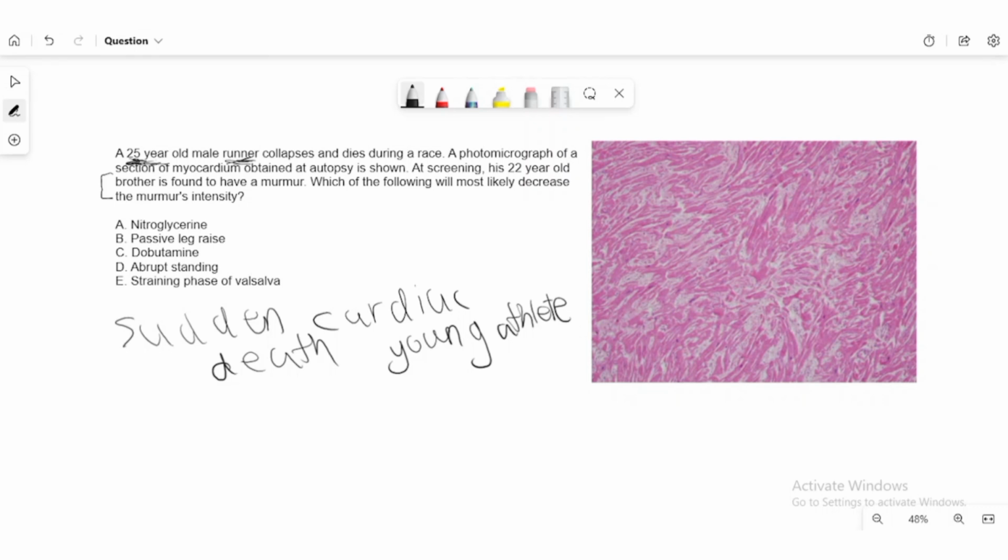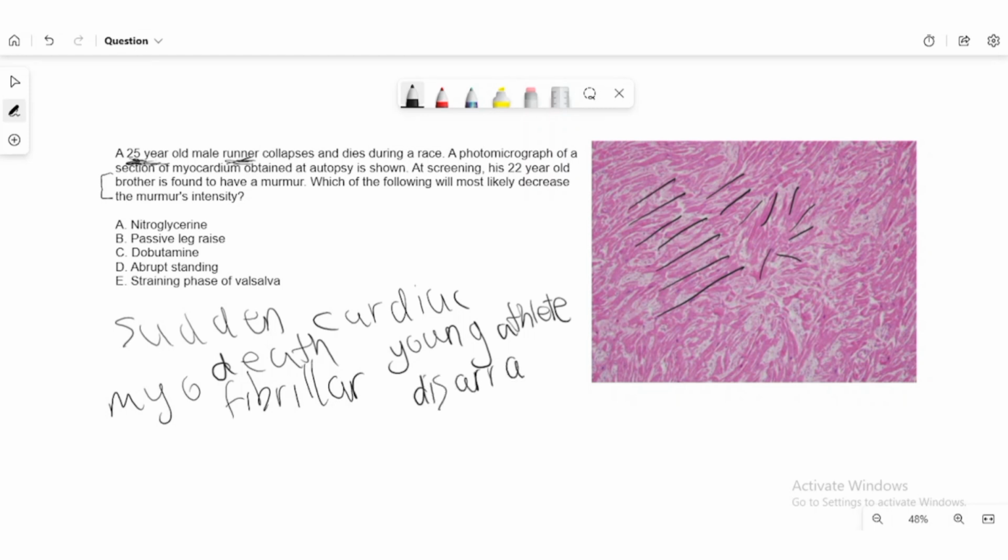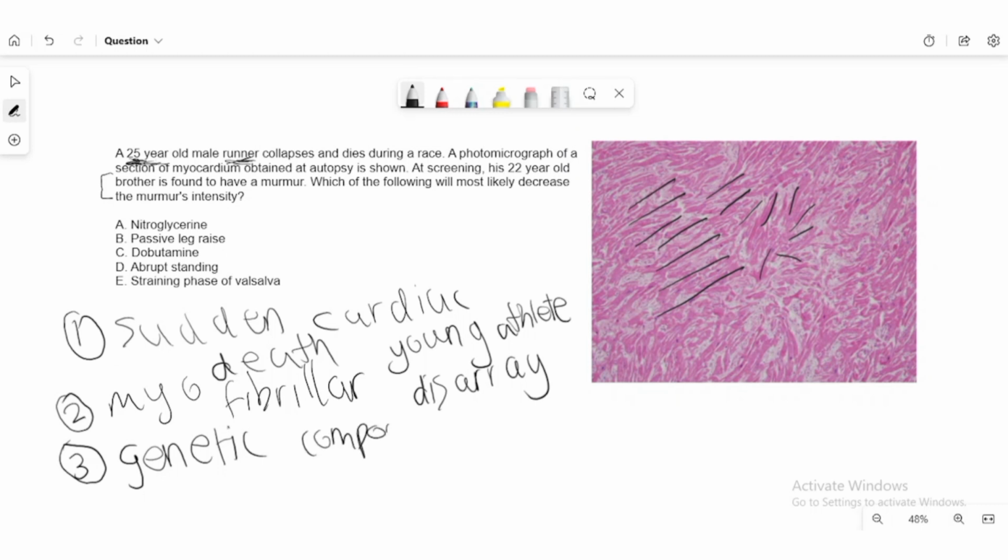Now, if we look at this closely, normally when you look at myocytes, they seem to be arranged parallel to each other. You can Google an image of normal myocytes. But here you see that they seem to be going in all sorts of different directions. This disordered arrangement of myocytes is known as myofibrillar disarray. This is our second clue. So this is our first clue, sudden cardiac death in a young athlete, and our second clue is myofibrillar disarray. Our third clue is that there seems to be some sort of genetic component to the condition that we're looking at.